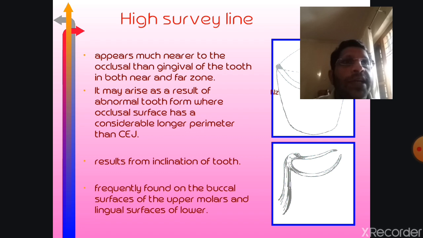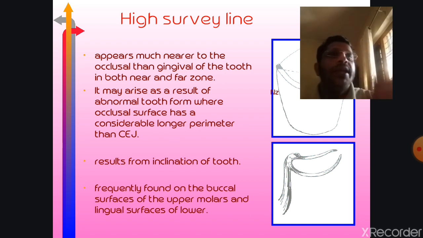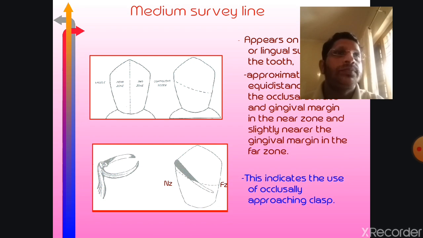It may arise as a result of abnormal tooth form where occlusal surface has a considerably longer perimeter than the cemento-enamel junction. It can also result from inclination of tooth. So you have two reasons for high survey line. One is because of the anatomy of the tooth, next is because of the inclination of the tooth. And it is frequently found on the buccal surfaces of upper molars and lingual surfaces of the lower molars.